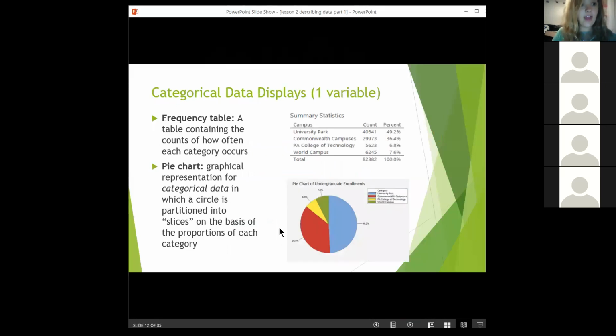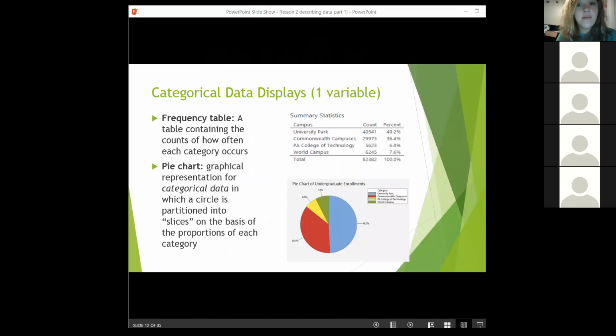Okay, so now we're talking about categorical data displays. So kind of switch your mindset. We're talking about labels. There aren't numerical values attached with this per se. These are going to be things that are just different labels and groupings. And we're talking about first with one variable, so one categorical variable.